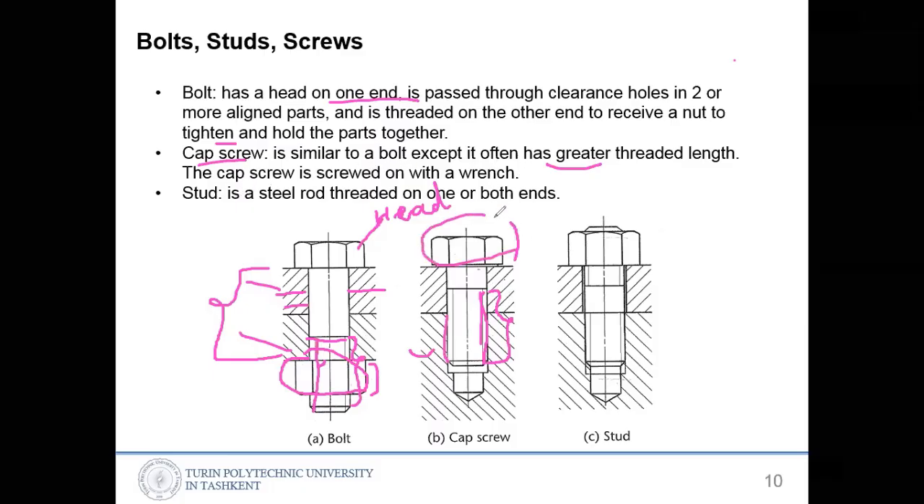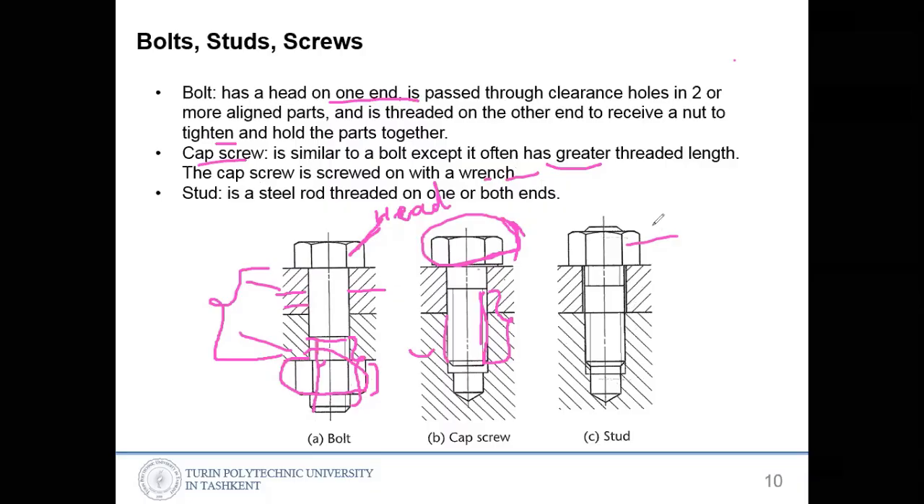We're using a wrench here to rotate or to screw in. But for the bolt also we will need a wrench. You can use a hand, and then for more tightness, you need the wrench again. The stud is a steel rod threaded on one or both ends.